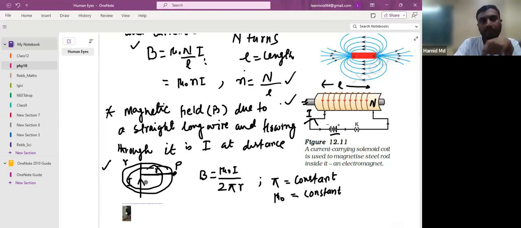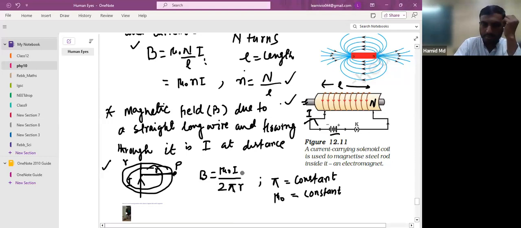So we know that every circle has a particular radius from the wire. It is the perpendicular distance. So it will be mu naught I upon 2 pi r. We know that pi is constant, mu is constant. Clear? Is it clear or not? Shoaib, is it clear or not? Yes, sir. Okay.